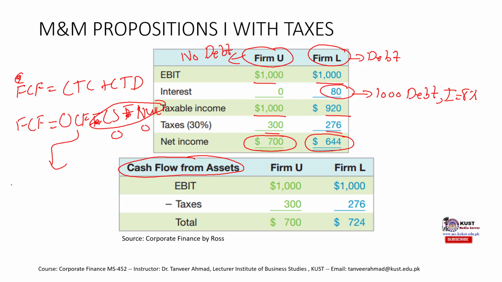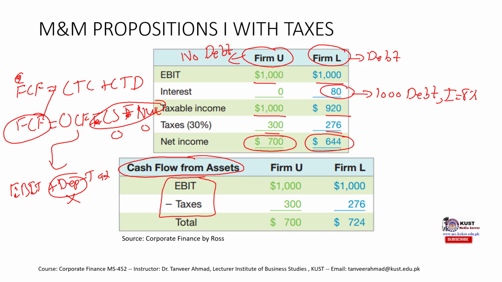Now OCF was equal to EBIT plus depreciation minus taxes. So whether we have debt or not, depreciation would not change. So we simplify the equation and we now have EBIT minus taxes. So this would be the free cash flow that would be available to be distributed among the shareholders and the creditors. So the cash flow to creditors and the cash flow to shareholders. So if this free cash flow increases, the value of the firm would increase, right?